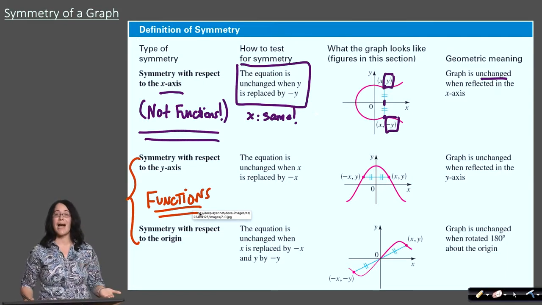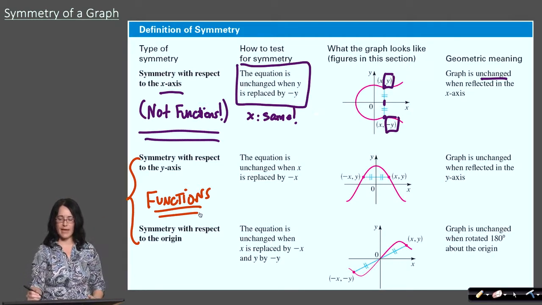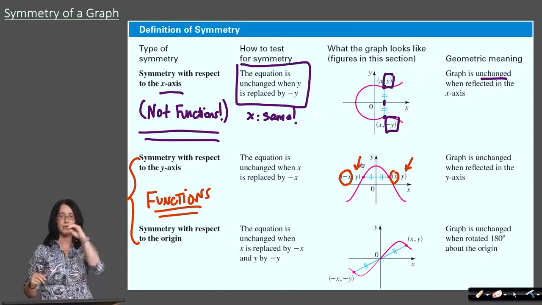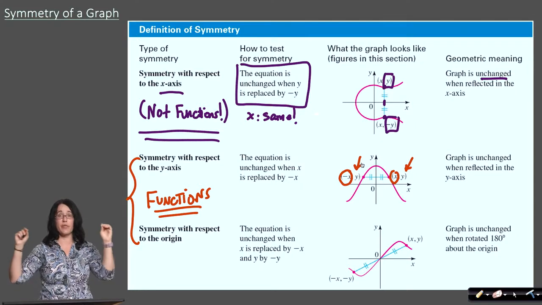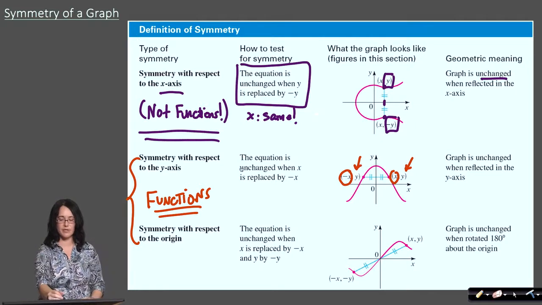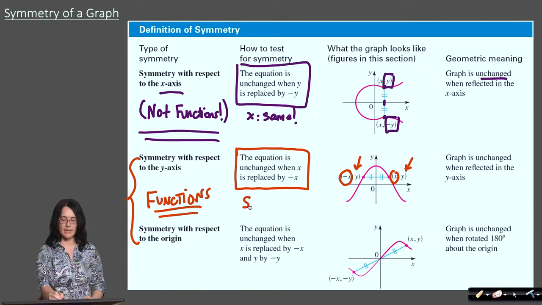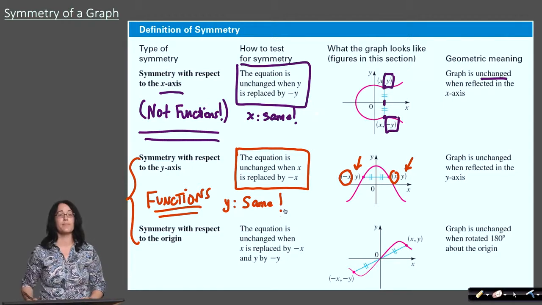Well, they can have y-axis symmetry, meaning you fold over the y-axis and get a mirror image. And that happens whenever you replace every x value with a negative x value. And notice that the y's stay the same. So at the same y location, you have two different x values that look identical except for opposite signs. So you can find that by replacing every x with negative x, but getting the same y value. Y stays the same. On the other hand, what do we mean by origin symmetry?